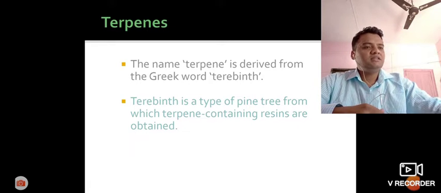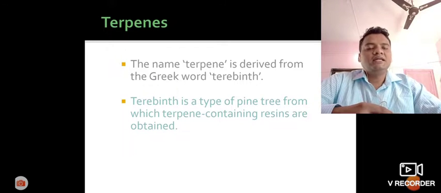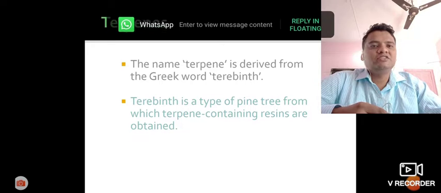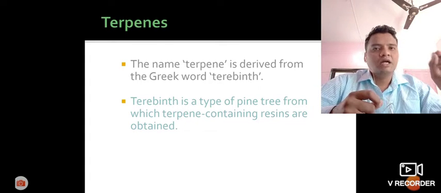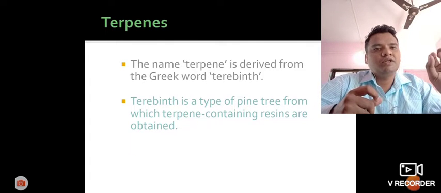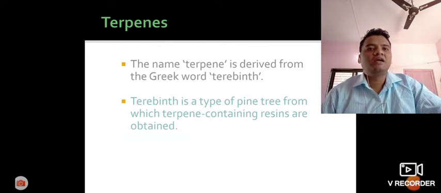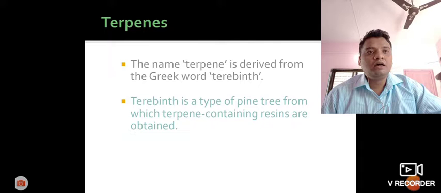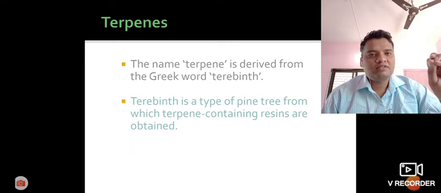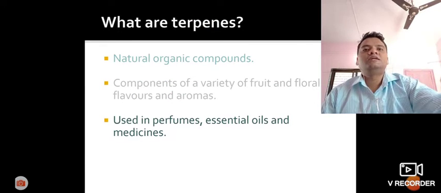What is meant by terpenes? The name terpene is derived from the Greek word turbine. Turbine is a type of pine tree from which terpene containing resins are obtained. These terpenes originate from the pine plant, found outside India, which contains the resin. The resins are obtained from the leaves of that plant, and that natural extract is used for further application in the medical and medicinal industry.